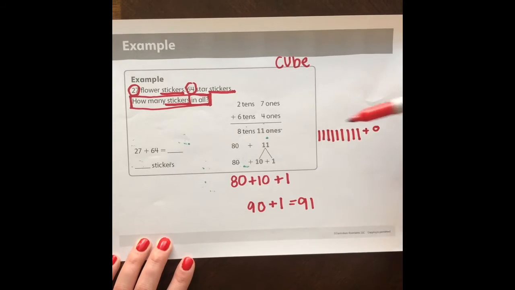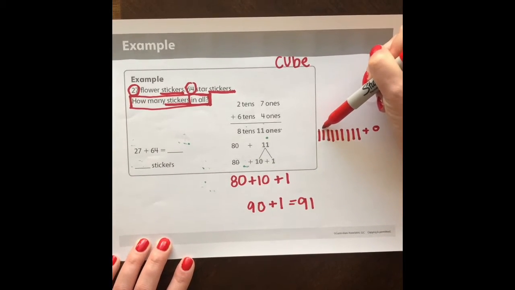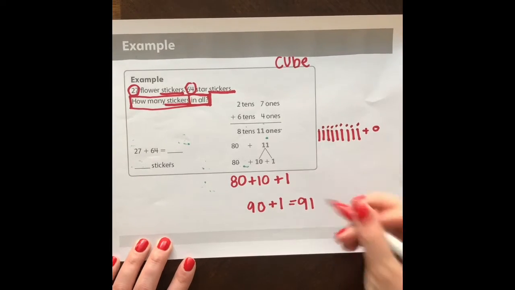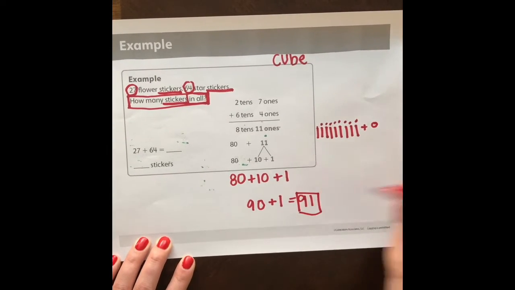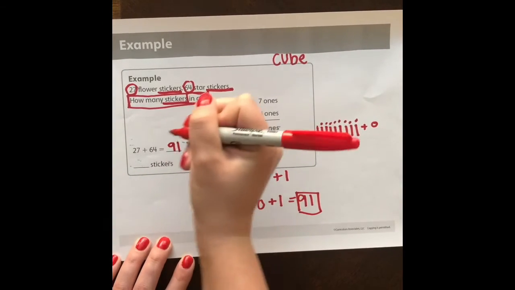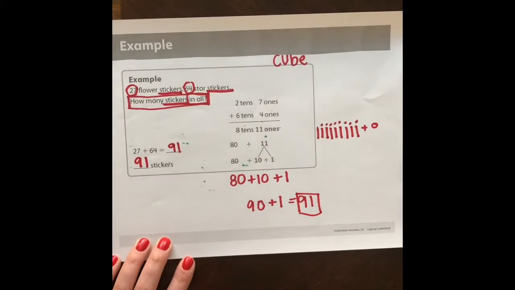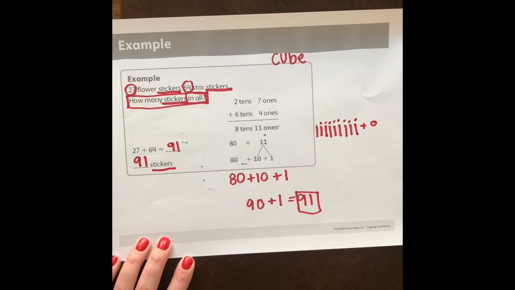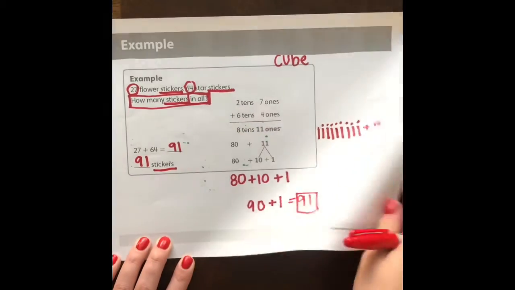So let's see how many we have. 10, 20, 30, 40, 50, 60, 70, 80, 90, plus 1, 91. 27 plus 64 equals 91. And what are we talking about, friends? Stickers. 91 stickers in all.